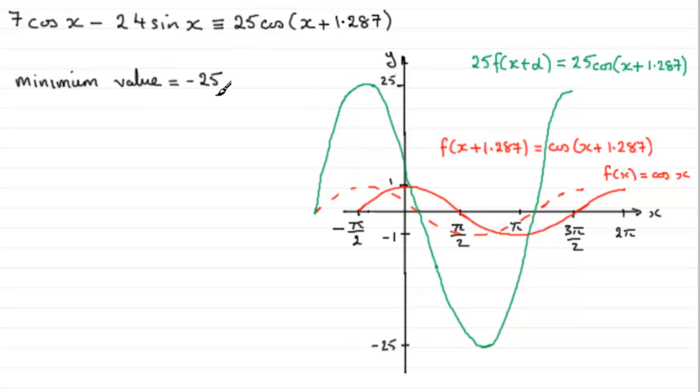And questions like this, when you've got anything expressed in this form where you've got an R here, the maximum value will always be R, the minimum value will be minus R. So I hope you can see why we can just write this down. Okay, well that brings us to the end of this part then.